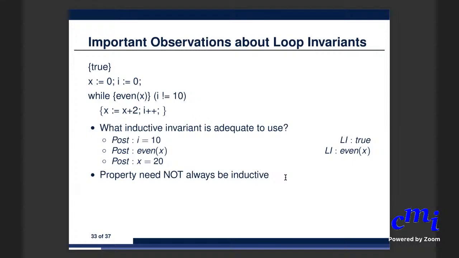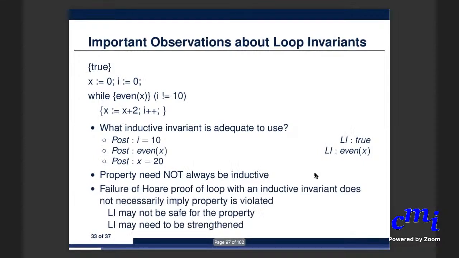But one thing is for sure, that if you can somehow compute the strongest inductive invariant, that will be adequate, because it includes precisely those values that the variable can take over all iterations. That strongest inductive invariant will always give you a proof, will always be sufficient. But how do you compute the strongest inductive invariant?